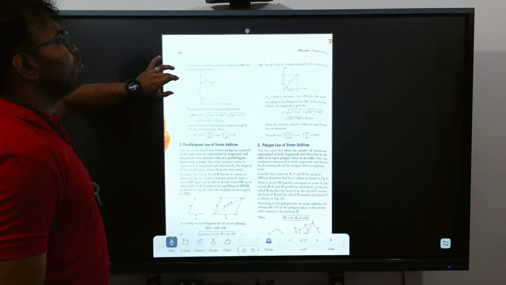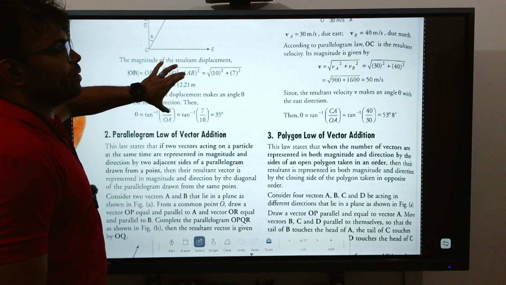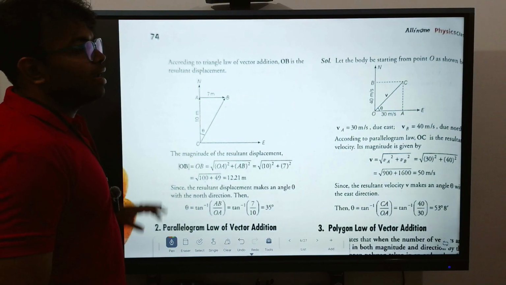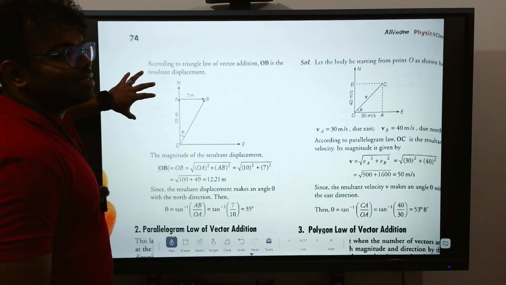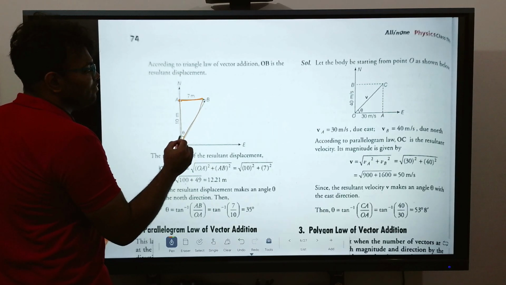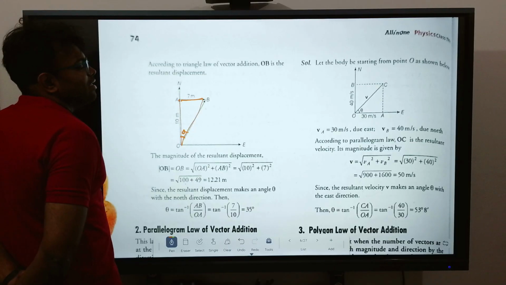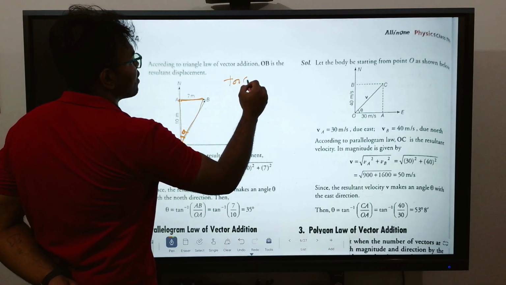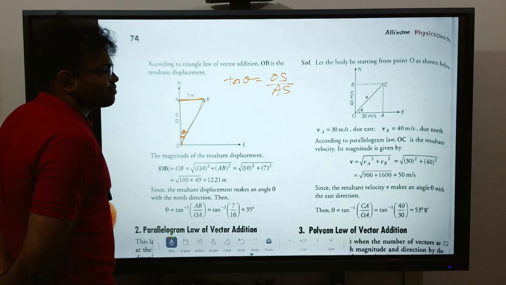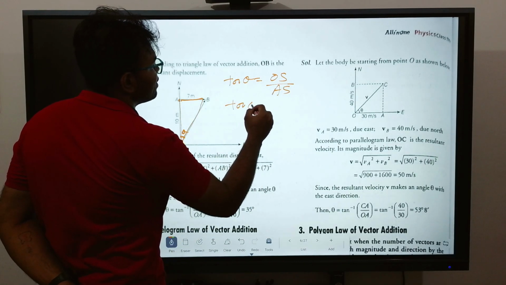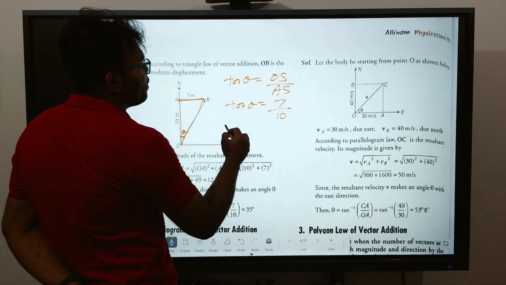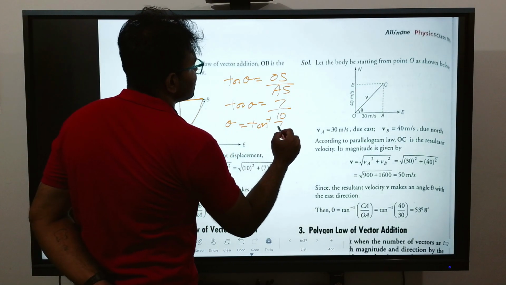Now, how do you accurately predict which angle it will be? How much angle will there be? This can be done with the help of a trusty trigonometric ratio, which is tan theta. If you have a triangle like this, and if this angle is your theta, then tan theta is known as opposite side upon adjacent side. So opposite side is what? Tan theta is equal to 7 upon 10, right? Theta becomes tan inverse 7 upon 10.